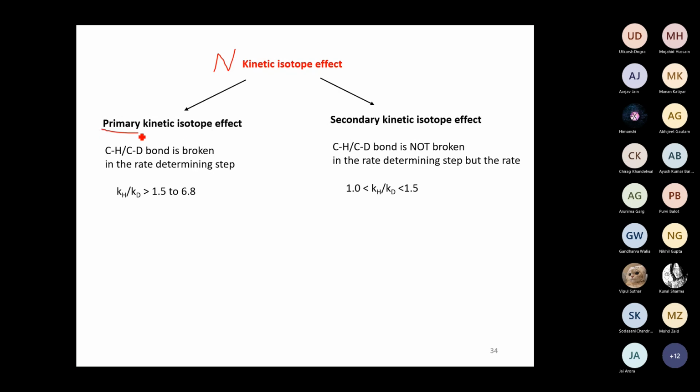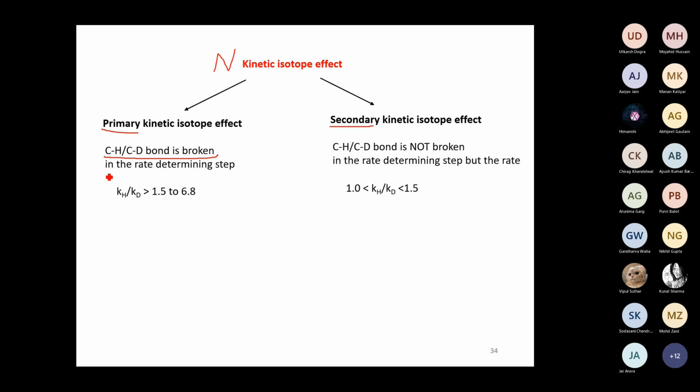One is primary kinetic isotope effect, another one is secondary kinetic isotope effect. In primary kinetic isotope effect, the CH or CD bond is broken. I will give you a lot of examples. Just come tomorrow, also with the origin: what is the origin of these rate differentiations with isotope? That I'll also tell tomorrow. This is new stuff I will tell you.